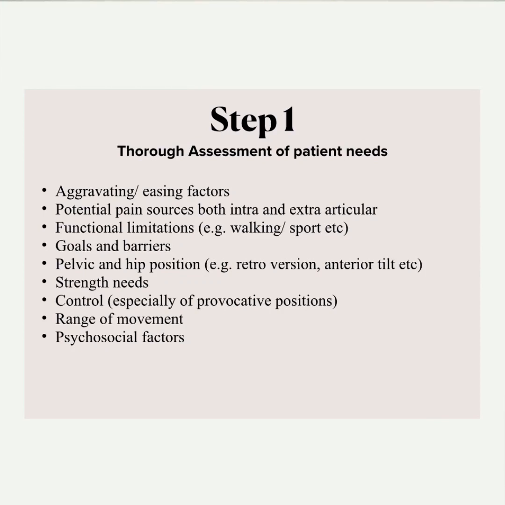We want a good idea of goals and barriers to those goals. Plus, as part of assessing anatomy, we want to have a look at things like their pelvic and hip position. Are they very retroverted? Do they like to rest in very anterior pelvic tilt, etc.? And then we're going to go on to assess strength, control, particularly provocative positions, their range, which is often more because they're hypermobile in some cases, and also psychosocial factors, particularly beliefs around the condition. So this is, with every patient, such an important first step.